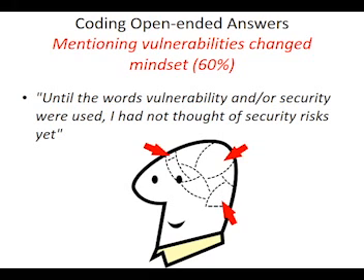We also found out that 60% of them explicitly wrote that priming changed their mindset. And this one wrote, once we were looking for unexpected results, I immediately started thinking of what a dumb or malicious user would attempt to do with the program.